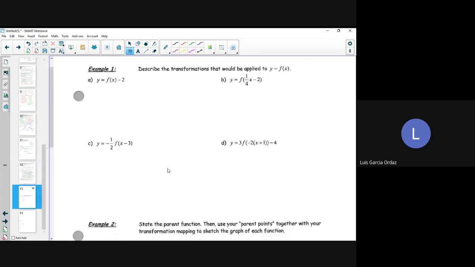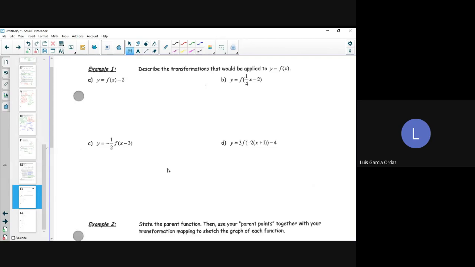Okay, so we're just going to be doing these examples, and then we'll do one mapping notation example. Do you guys do mapping notation, like transformation maps? They use the formula, the x over k plus or minus. Perfect. So we're going to describe the transformations that would be applied to y is equal to f of x. So you have y is equal to f of x minus 2.